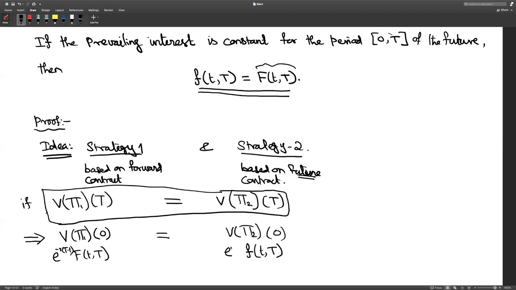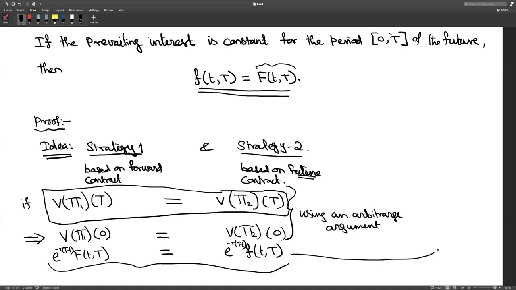discounted with a continuous compounding. Similarly, you can also make a discrete compounding form, but mostly we will use continuous compounding. Okay, if these two happen, then you have these two equal. So this you have to establish using an arbitrage argument. Once you make this, then you will get this, and that will prove your theorem.